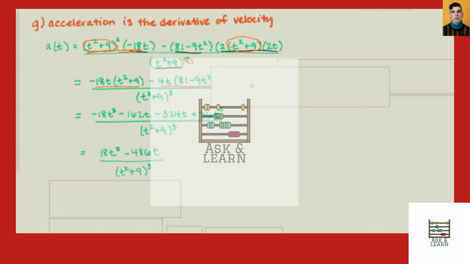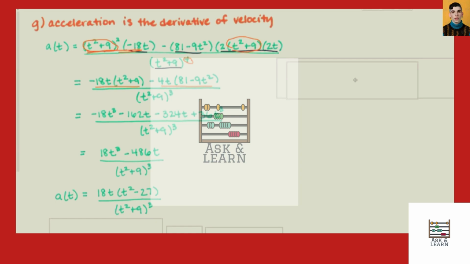And once we have that, we can combine the like terms. And then I decided after that that I would factor out the common factor of the numerator, which was 18t, because I'm anticipating that eventually we're going to get to the point where we have to set this equal to 0, and I thought it would be easier if it was factored.